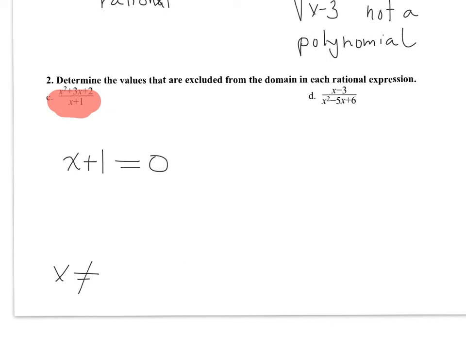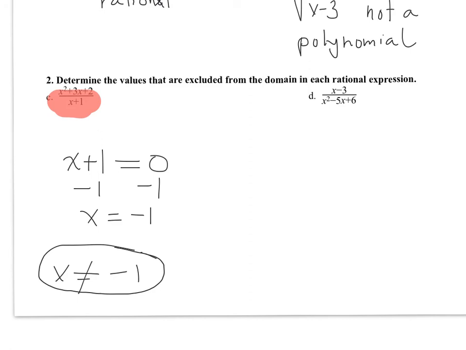What number plus 1 equals 0? Well, if you set this up, you could simply just subtract 1 from both sides. So negative 1 would make the bottom 0, so we exclude that value. I cannot plug negative 1 into this function, or this relation, or it'll give me an undefined value. It'll give me something over 0.